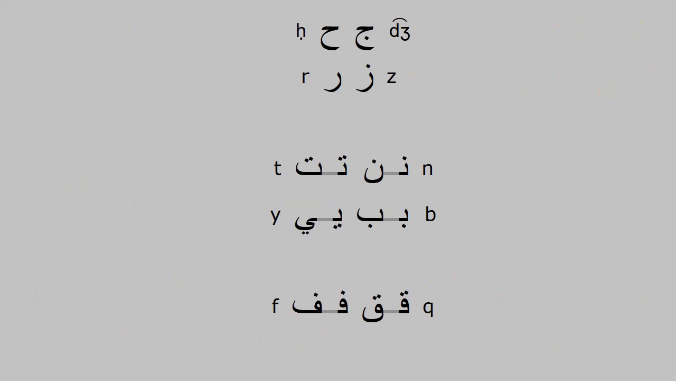Ta and Ba without their dots would look the same at all times, and Nun and Ya would also look like them whenever there's another letter afterward to connect with. Similarly, Fa and Qaf would be identical when connecting to a following letter, and when it isn't, Qaf would also be not necessarily identical, but impractically similar to Wa.